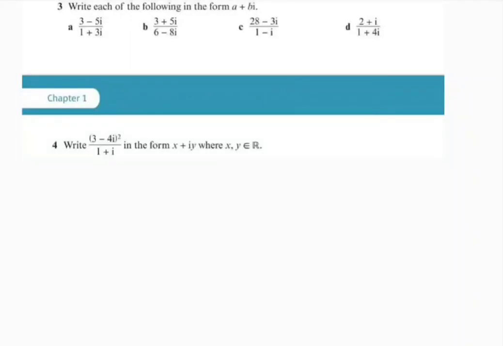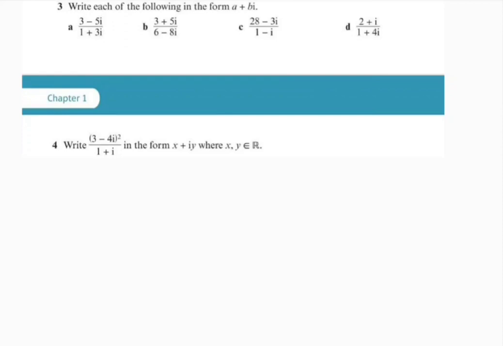This video is on exercise 1D, questions 3 and 4 of the A-Level Further Maths Core 1 textbook. In question 3, we should write each of the complex numbers in the form a plus bi. This is probably one of the most useful techniques that you learn in this chapter, and you are going to use this throughout your study of A-Level Further Maths.